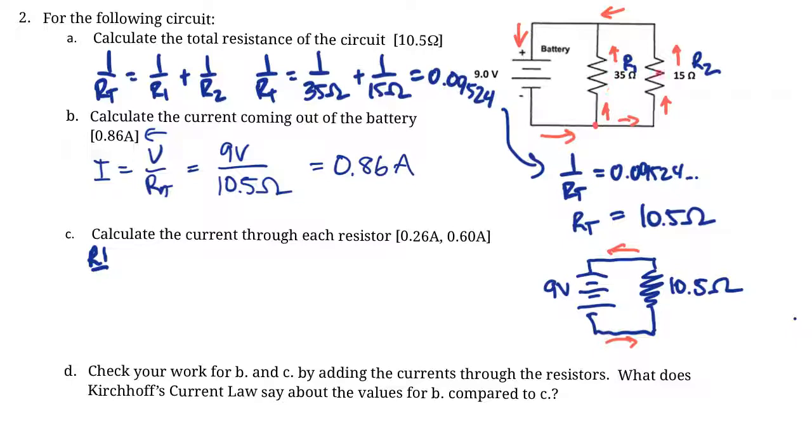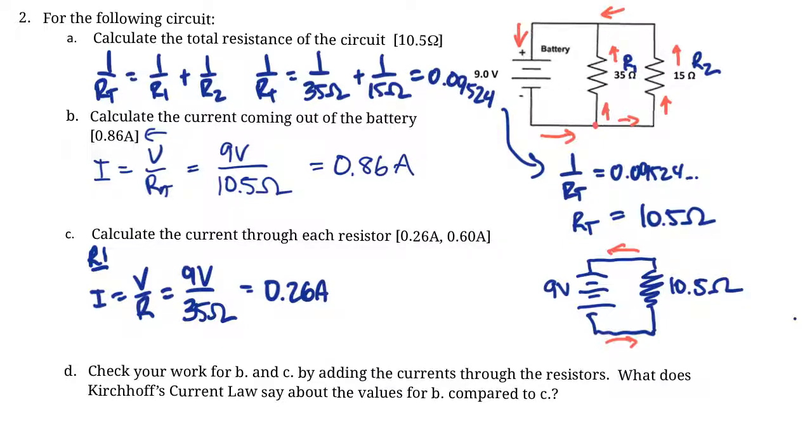So if we know that the voltage drop is just 9 volts across each one of these, we can use Ohm's law to calculate the current, right? Because we know that the current, I, equals V over R. So for resistor 1, the voltage drop is 9 volts, and the resistance, well, it says 35 ohms in the question, right? So if we do 9 divided by 35, I did that wrong, it gives us about 0.26 amps.